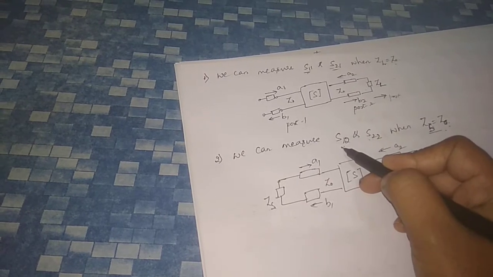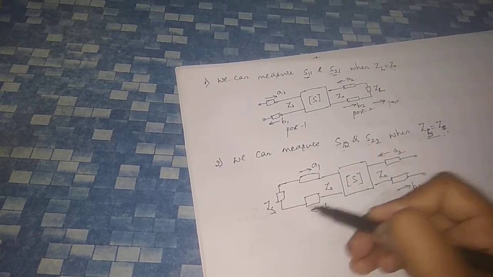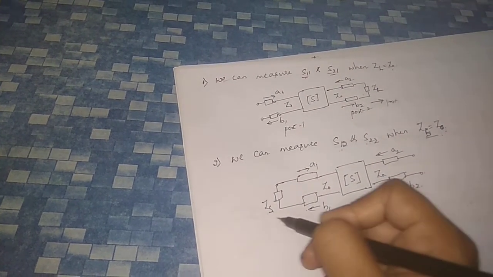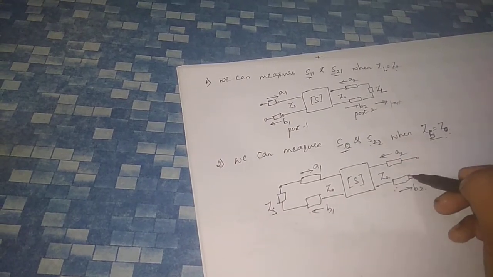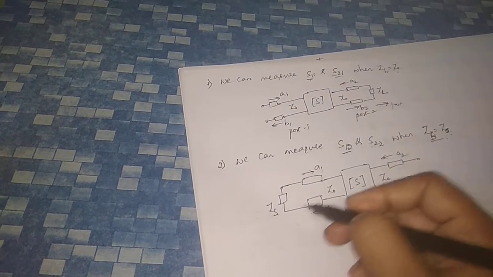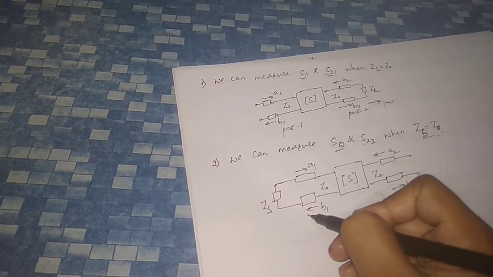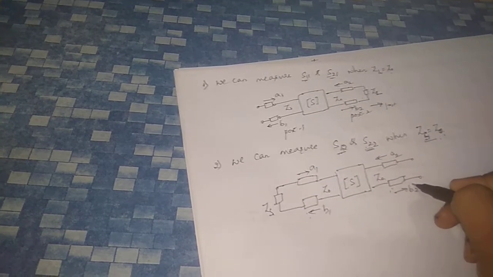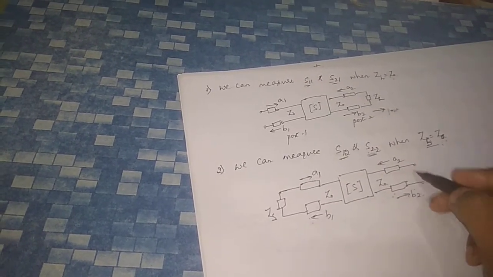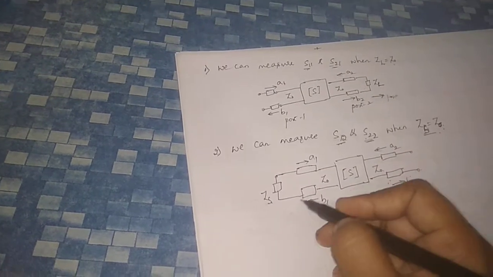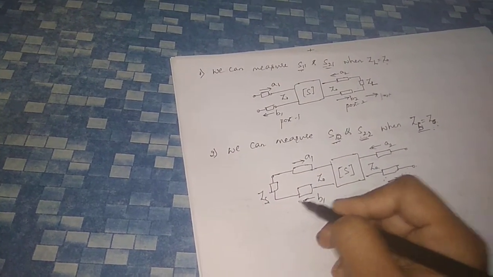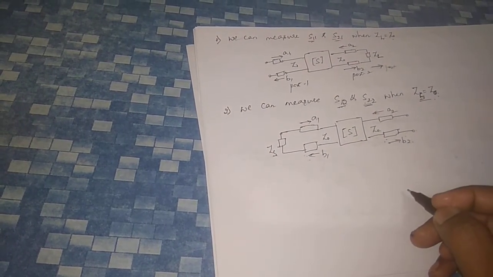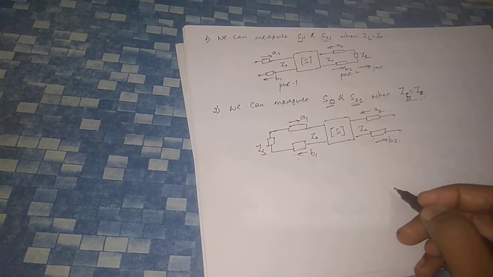So how to measure S12? You have to inject the signal at port 2 and measure the signal power leaving port 1. To measure the value of S22, you have to inject the signal at port 2 and measure its reflected signal at port 2 itself. No signal is injected at port 1. So this is how you make the measurements of S11, S21, S12 and S22 in the two-port network.